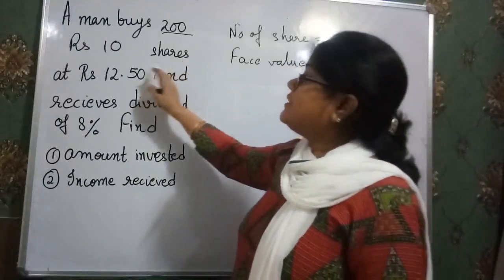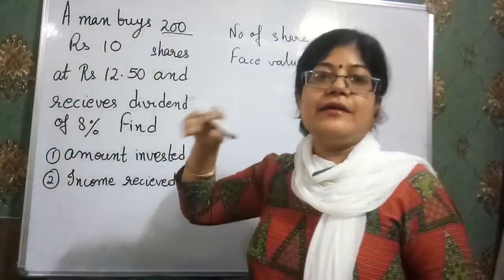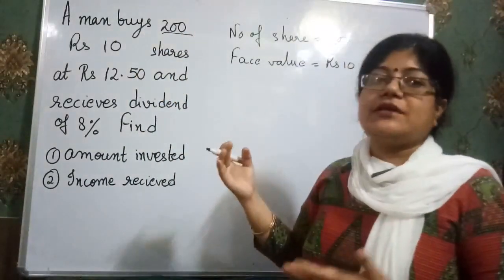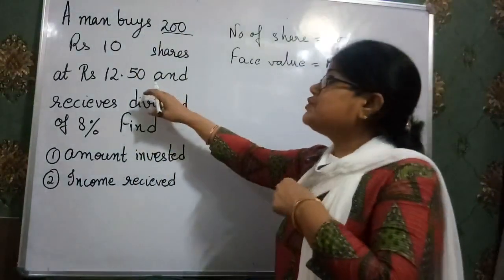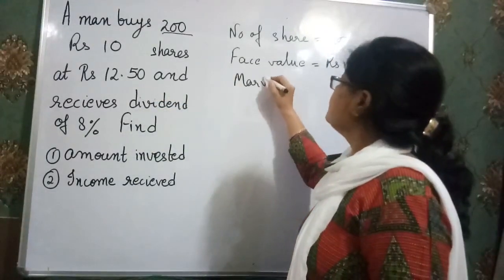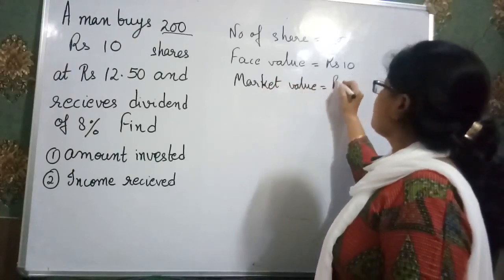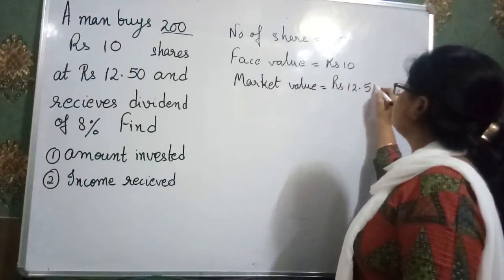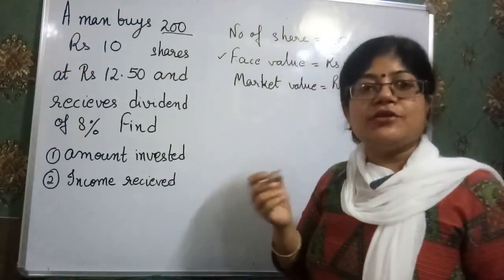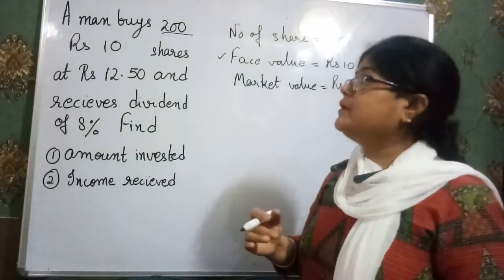Now shares at rupees 12.50 buys, that means that man is not able to buy the shares at rupees 10. He got the shares in the market to buy at rupees 12.50. So our market value of the share is rupees 12.50. Don't be confused at any time: face value is also known as nominal value. You can write either face value or nominal value.